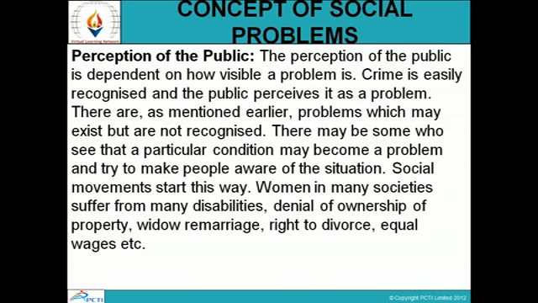Perception of the public. The perception of the public is dependent on how visible a problem is. Crime is easily recognized and the public perceives it as a problem. And there are, as mentioned earlier, problems which may exist but are not recognized. There may be some who see that a particular condition may become a problem and try to make people aware of the situation. Social movements start this way. Women in many societies suffer from many disabilities: denial of worship, ownership of property, widow remarriage, right to divorce, equal wages, etc.